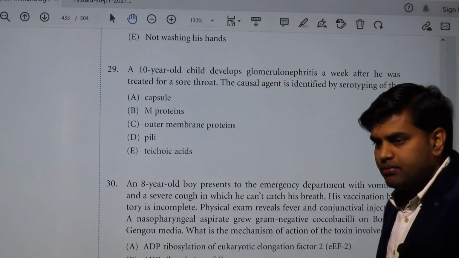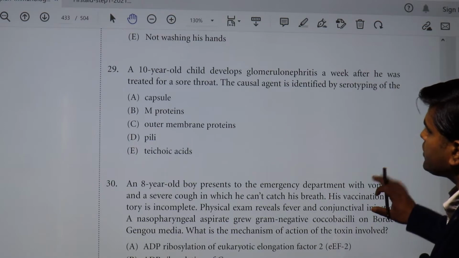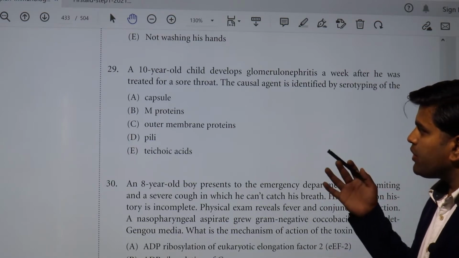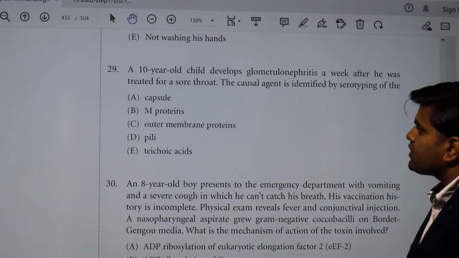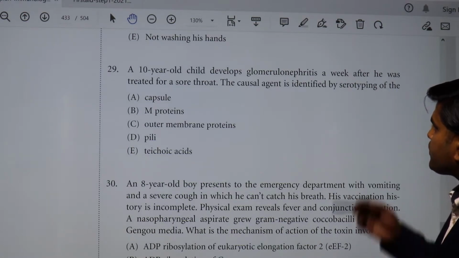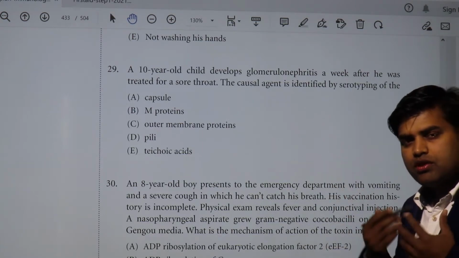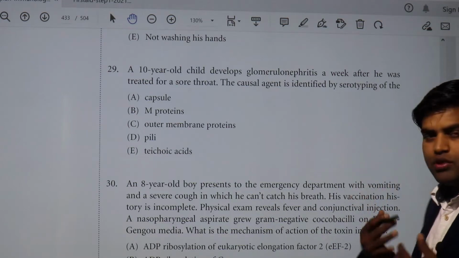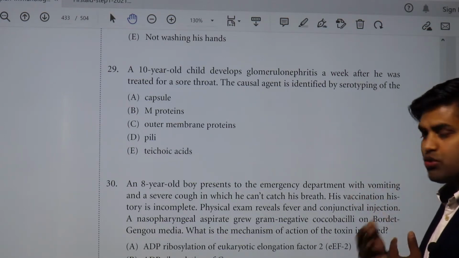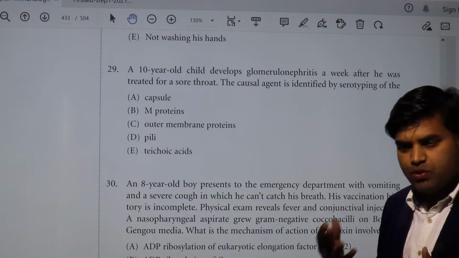Hello and welcome again. Now we will be moving forward to another question discussion. We are discussing question number 29. A 10-year-old child develops glomerulonephritis a week after he was treated for a sore throat. So there was a sore throat infection, and after the sore throat they develop this glomerulonephritis, that is called post streptococcal glomerulonephritis, because you have a sore throat due to Streptococcus pyogenes.